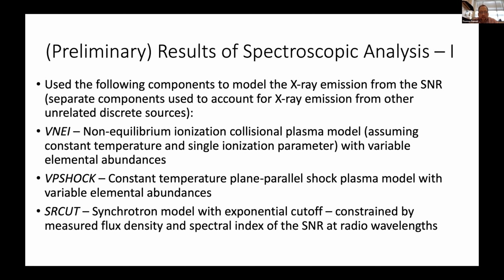The advantage of using the SRCUT model is you can draw upon radio observations made of the region of interest to determine the flux density at 1 gigahertz and also the spectral index. Using the spectral index and the flux density measured at 1 gigahertz to constrain your model, this could return an estimate for the critical frequency at which the spectrum produces the most energy. The electrons which are producing the observed X-ray emission produce the most energy, and from there in turn, you could provide an estimate for what the highest energy particles accelerated by the remnant may be.